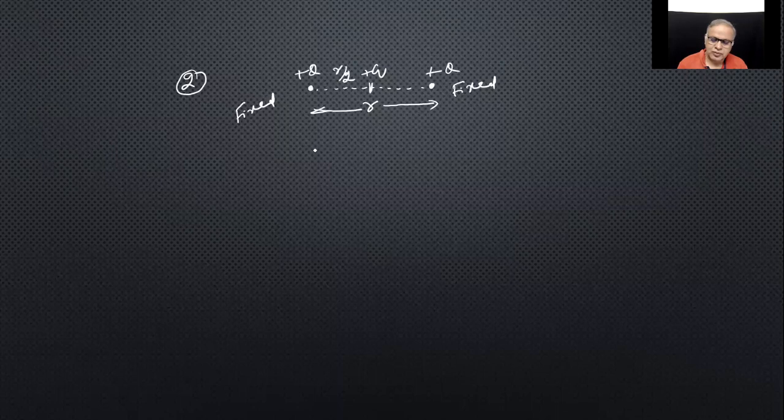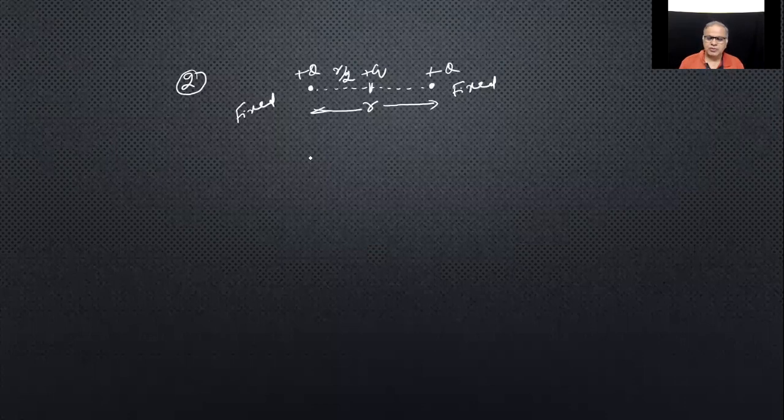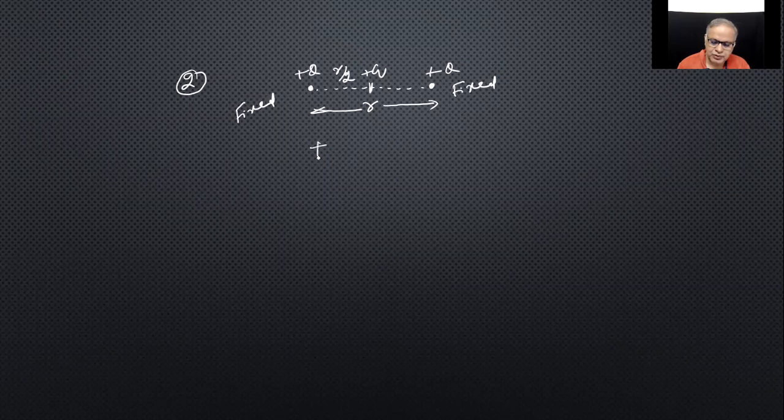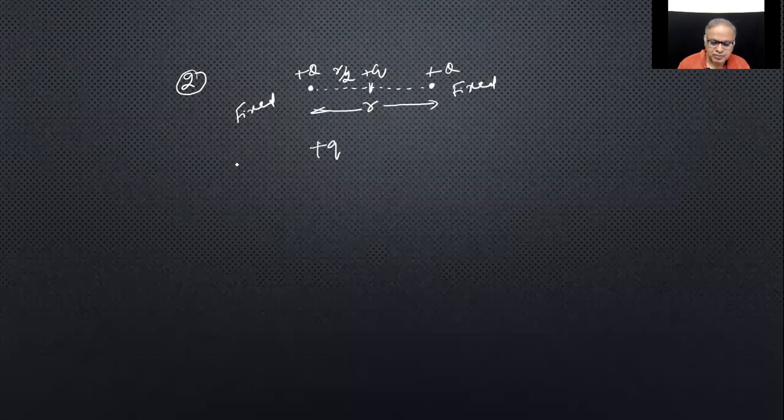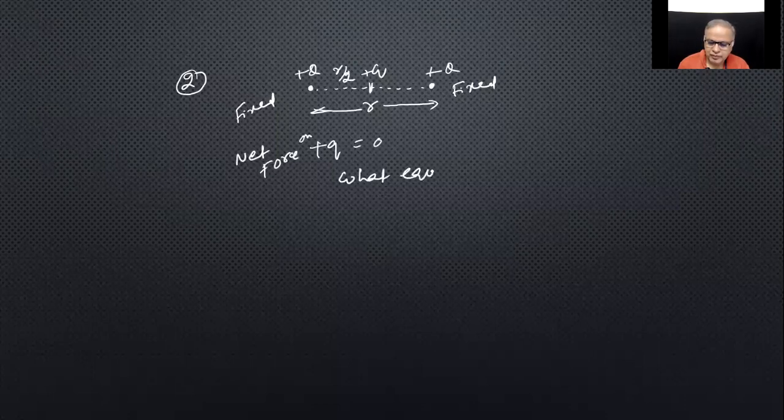So what kind of an equilibrium is this plus q experiencing? Okay, I'll say plus q is in equilibrium, or net force on plus q is 0. We already know that, isn't it? What equilibrium is this? Stable, unstable.